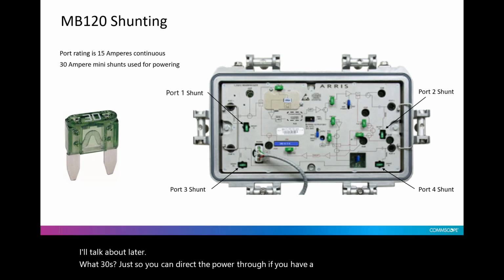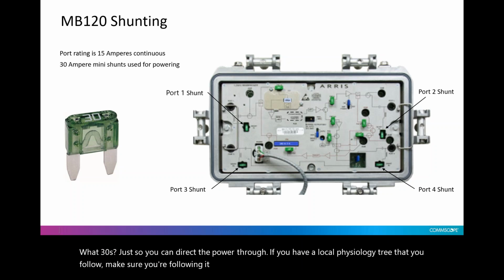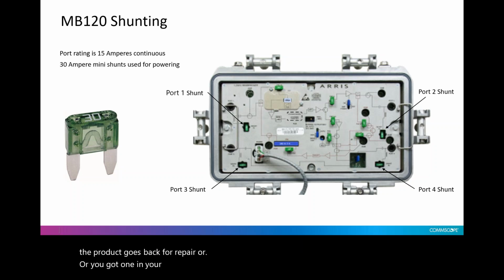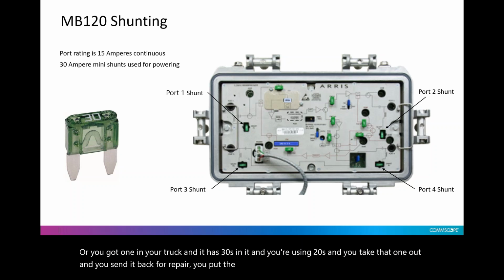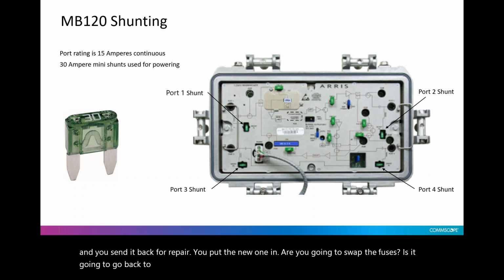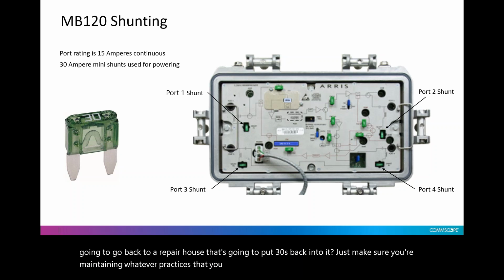If you have a local physiology tree that you follow, make sure you're following it. Smaller systems are generally better at it. Larger systems, if the product goes back for repair, or you have one in your truck that has 30s in it and you're using 20s, and you take that one out and send it back for repair and put the new one in, are you going to swap the fuses? Is it going to go back to a repair house that's going to put 30s back into it? Just make sure you're maintaining whatever practices you want to, and make sure they're well documented, so that you're not mixing and matching your physiology tree all over the place.